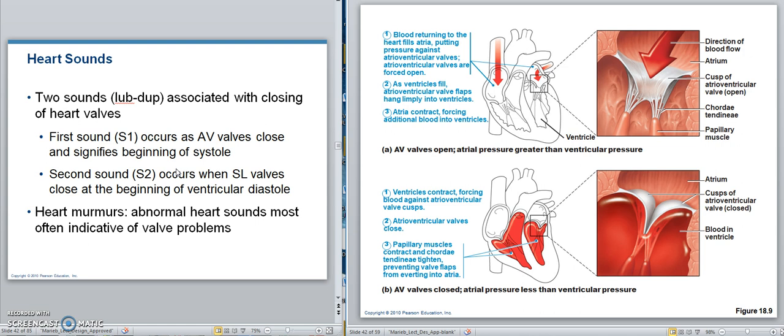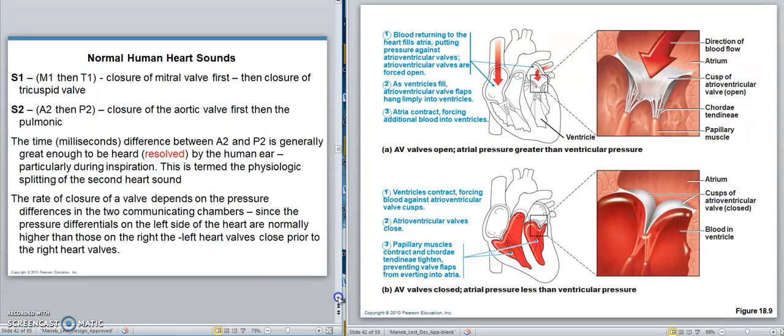And because of the pressure differentials between the left side of the heart and the right side, the aortic pressure and the pulmonic pressure, those valves do close. The aortic valve closes quite a bit ahead of the pulmonic, enough to be heard by the human ear. So that's what they call the physiologic splitting of the second heart sound that you may see in the text, and also maybe in the video. Those are the normal sounds that you have.